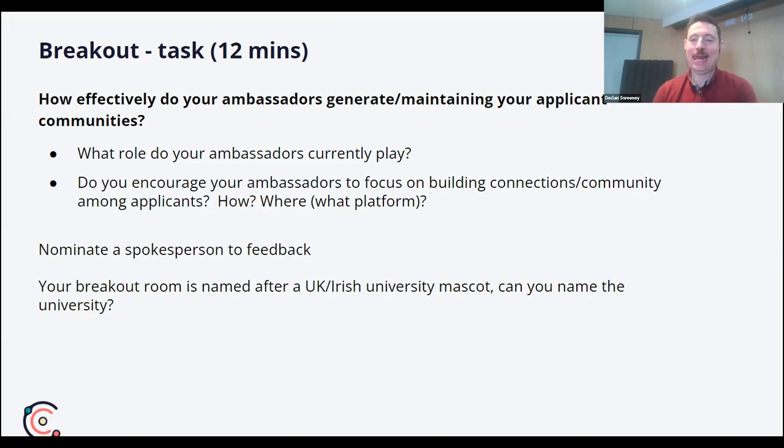And just another thing to note, every breakout room is going to be named after a university mascot, in the tradition of the CampusConnect quizzes that we've had on these workshops already. So have a look at the name of your breakout room and see if you can guess, without Googling, what university has that mascot. Okay, breakout rooms are going to open now, so we'll see you back here in 10 to 12 minutes.